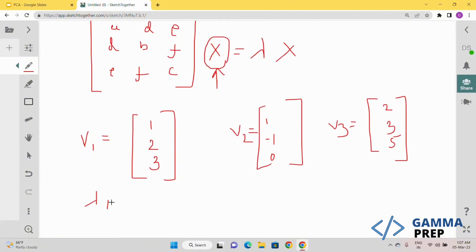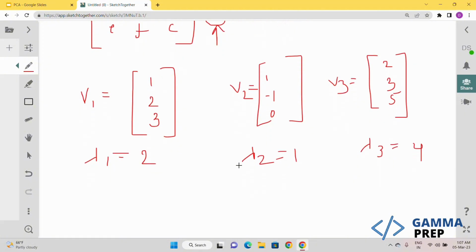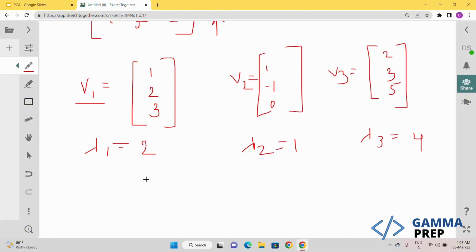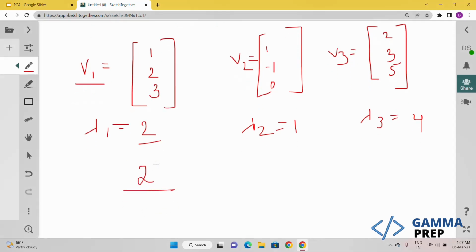The lambda values associated here are, let's say, 2 for the first, the lambda 2 associated is 1, and the lambda 3 associated is basically 4. Okay. Now, how much information will be contained? This is the direction of one of the principal components. How much information will be contained in this direction? It will be given by the lambda value of this eigenvector divided by the total lambda, which is 2 plus 1 plus 4. So what is that? It is 2 by 7, right?